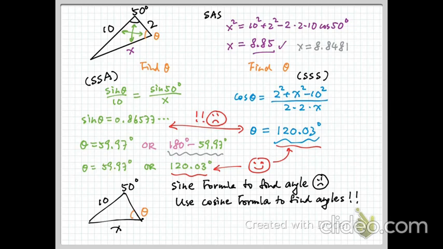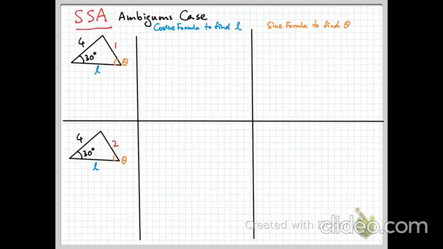So, the advice I gave you last time was not to use the sine formula to find the angle. Always use the cosine formula to find the angle. It is the unambiguous way. But sometimes you cannot help it, sometimes when you only have SSA information. So in this video we come to this notorious SSA ambiguous case.